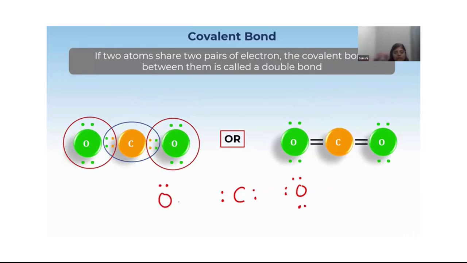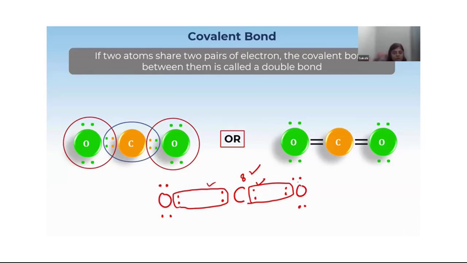So I'm drawing first the valence electrons. Now oxygen needs 2 more and carbon needs 4 more. So can we share these 4 electrons, right? We can share them. So now carbon has 4 here and 4 here, 8. The octet is complete. That means carbon has a noble gas configuration.